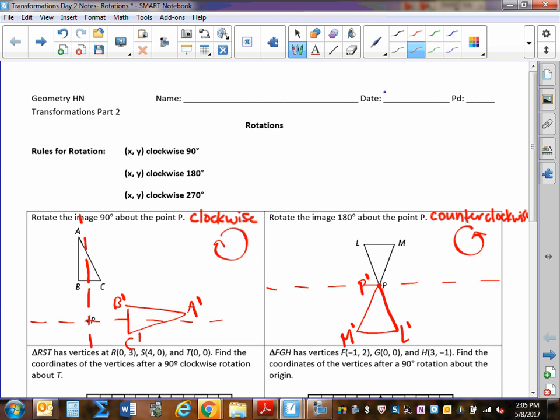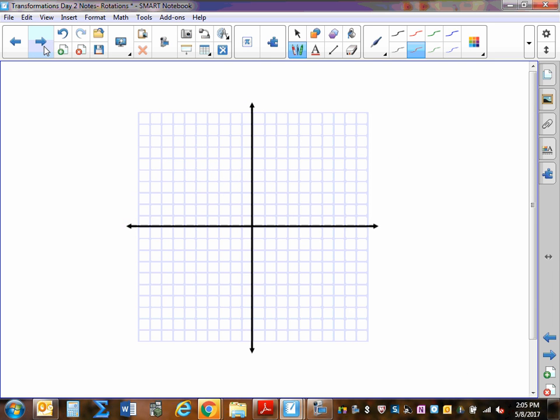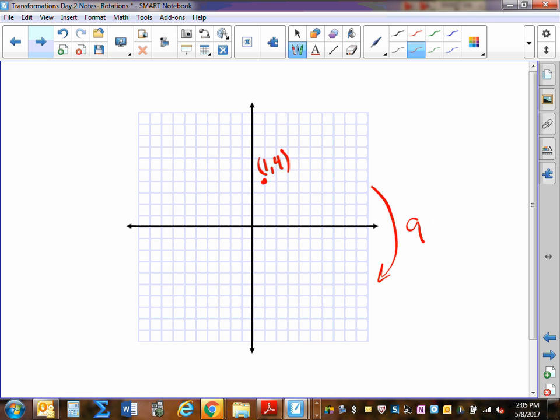Alright, now rotations. Let's see if we can come up with the rules here. Let's see how you guys do with this. Alright, so let's say that we have, starting out, the point 1, 4. Starting off with the point 1, 4, if I wanted to go 90 degrees clockwise.